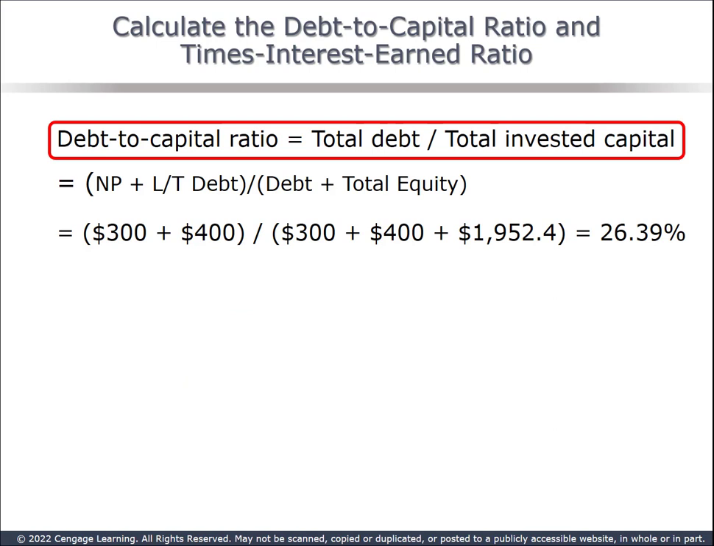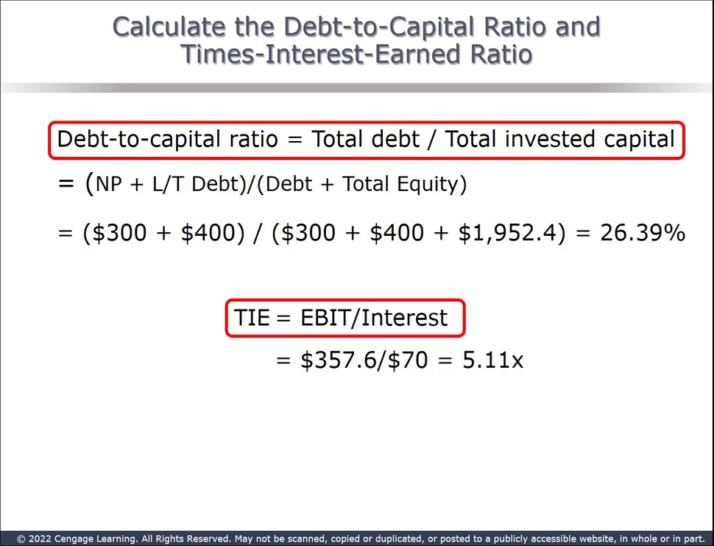Debt to total invested capital measures how much debt the firm is using. Note that in this ratio, debt includes both short-term notes, notes payable, and long-term debt. Total invested capital is then notes payable, long-term debt, and total equity. Times interest earned looks at whether the firm is earning enough to pay the interest on their debt. Bigger is better.